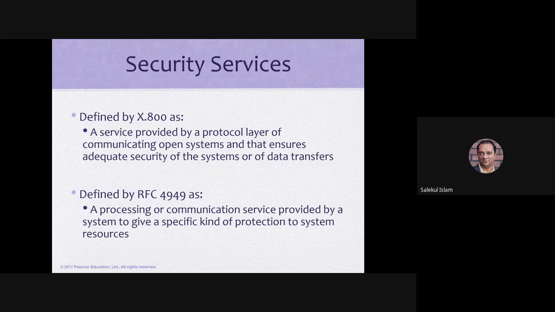In X.800, they have said this is a service provided by a protocol layer of communicating open systems that ensures adequate security of the systems or of data transfer. That means during processing and data transfer, it is providing some security services. And in RFC 4949, it is a processing or communication service. I think we have studied this definition earlier, because it says both processing and communication services.